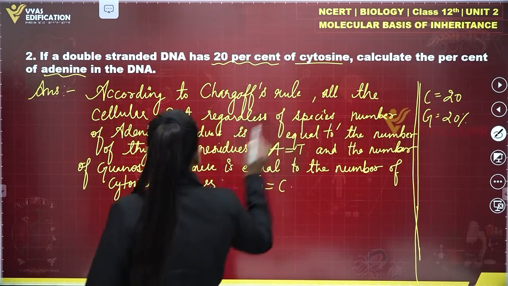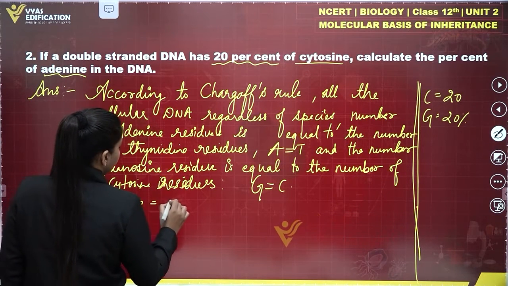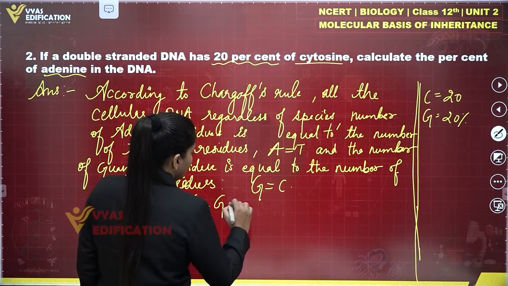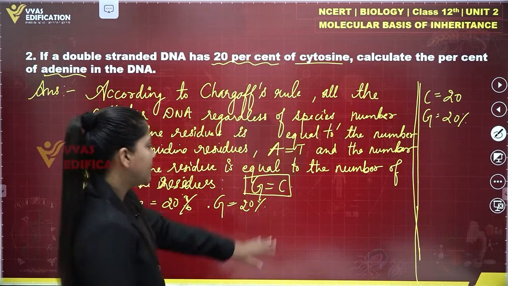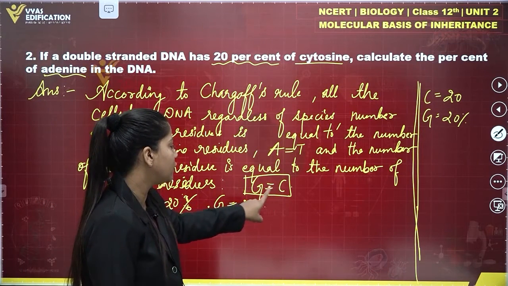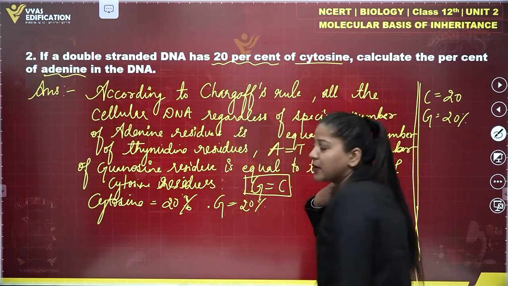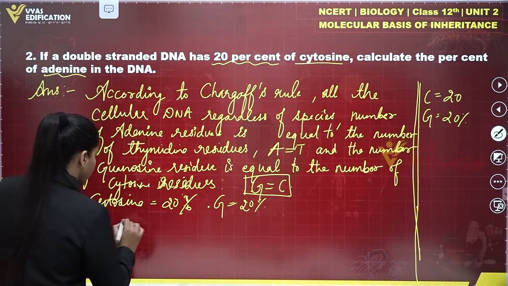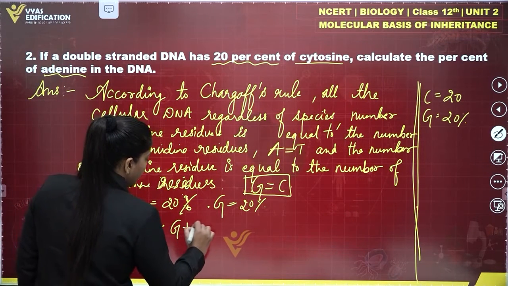Now we are given cytosine as 20%. So obviously G will also be 20%, because G is equal to C and C is equal to G. Both are equal to each other. So we are given 20%, and automatically G will also be 20%. Now to calculate the percentage of adenine, we know that we have to subtract. So to calculate adenine, it is 100 minus (G plus C).